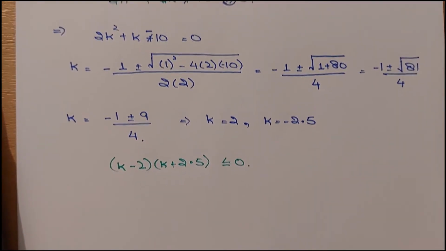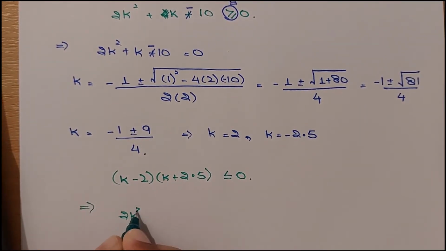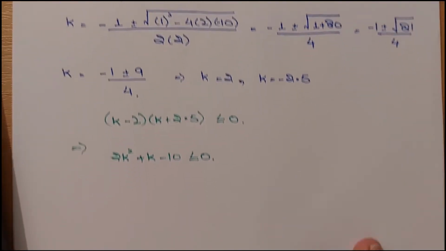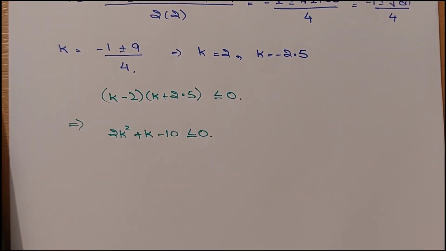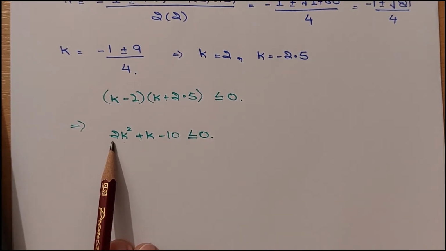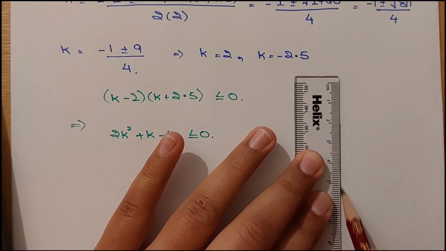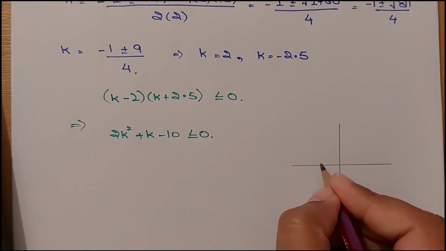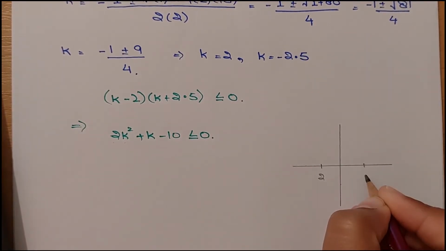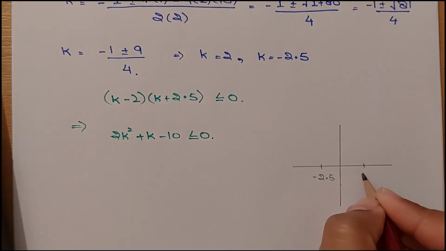Now if I write this quadratic down again, 2k square plus k minus 10 is less than or equal to 0, right? So this looks like a quadratic equation in k. As you can see, the k square coefficient is 2. It is positive. It means the opening of the parabola is upward, right? And we have two k values, minus 2.5 and 2, right?